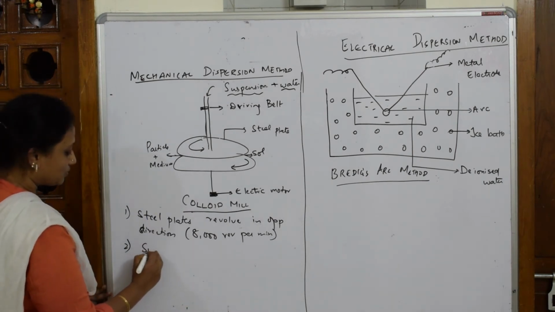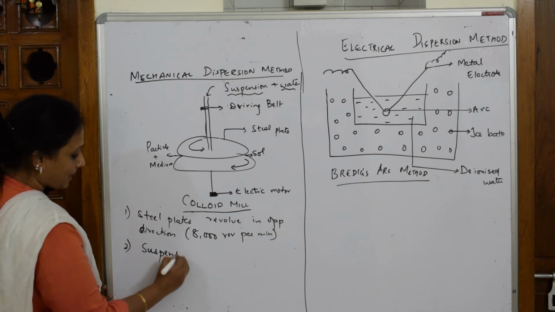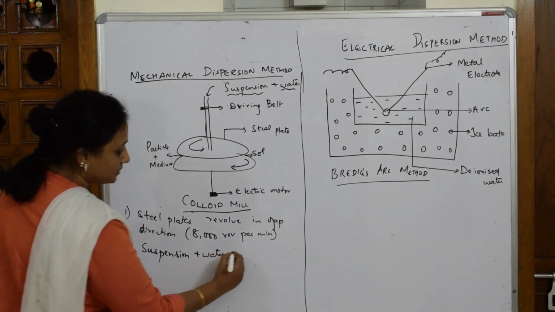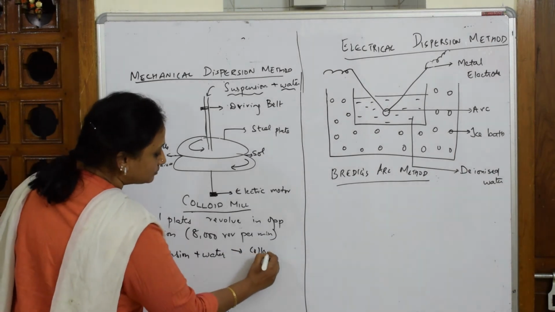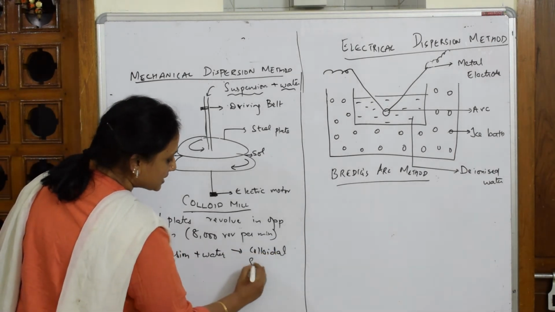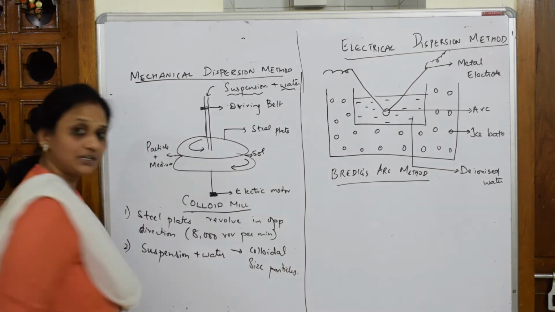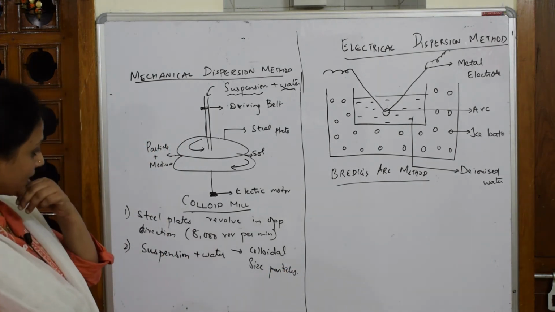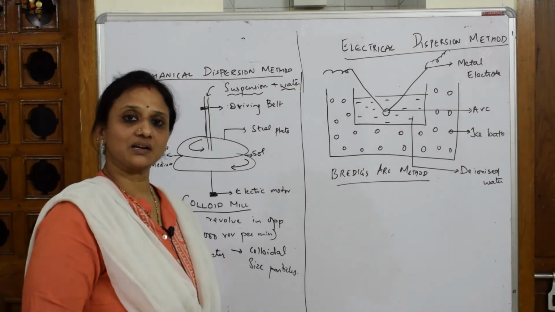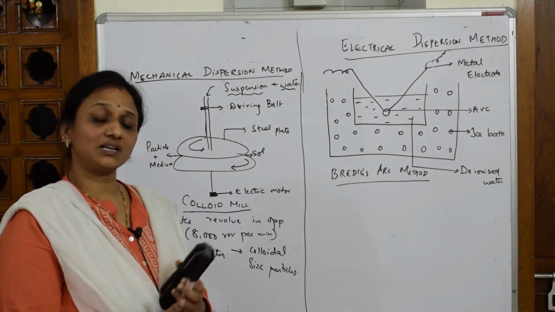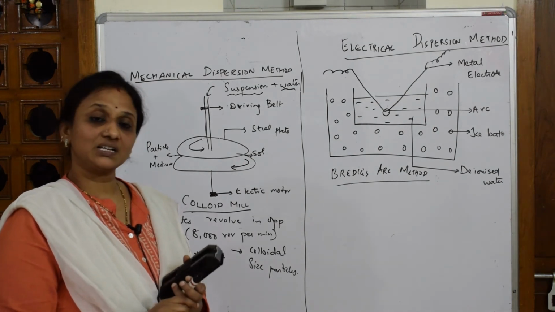So next important point, suspension with water, that is your dispersion medium, breaks up into colloidal size particles. This is done. Right now, important thing is, once you get the colloidal size particles, you also need this component. We call that as inert diluent. What is that inert diluent?